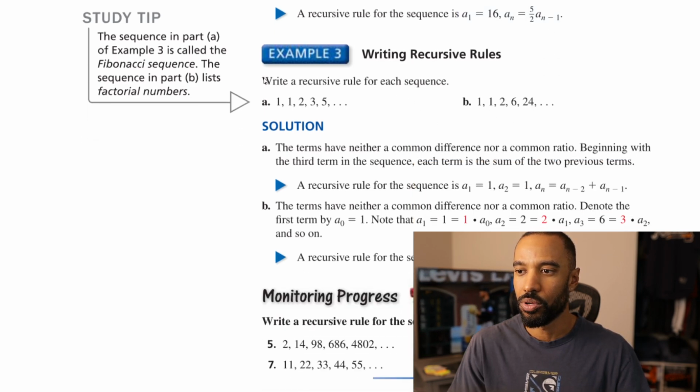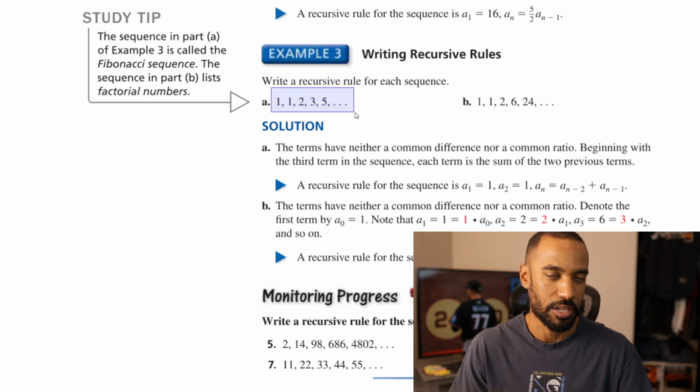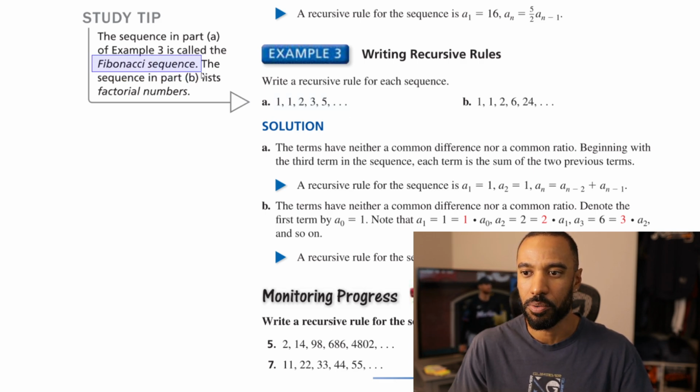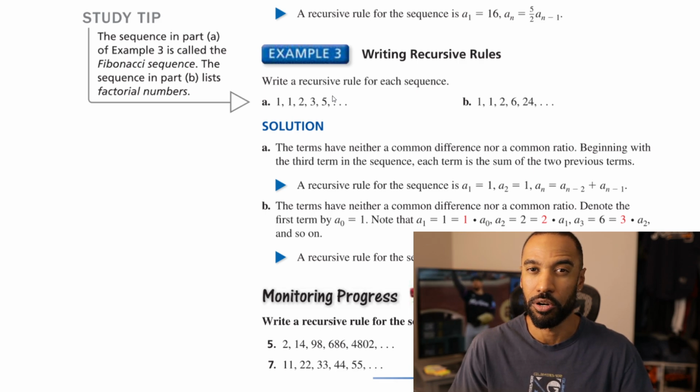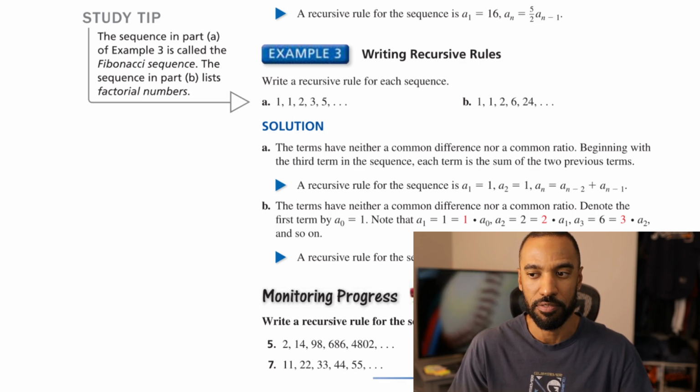Writing recursive rules for these sequences. Now, these are special cases. If you know this one, this is a classic Fibonacci sequence. They actually say that right here. This is the Fibonacci sequence. The Fibonacci sequence is not a common difference nor a common ratio, but it is a recursive rule. You use previous terms to get the next term specifically.